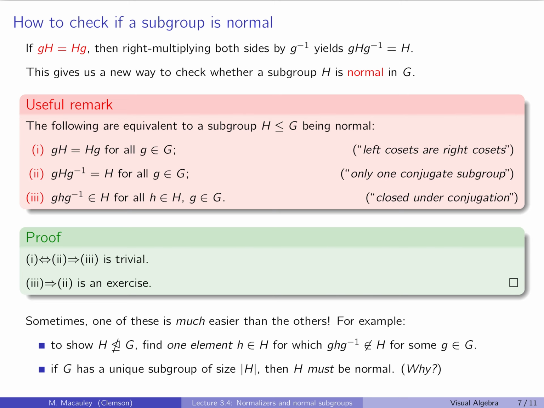For another example, if G has a unique subgroup of order M, then that must be normal. Why? Which condition is going to help? Well, for that one, look at condition 2. If there's only one subgroup of a particular order, then every conjugate of that subgroup has to be itself, right? Because there's nowhere else to go. So in other words, for the first example, you should use 3. And for the second example, you should use 2.